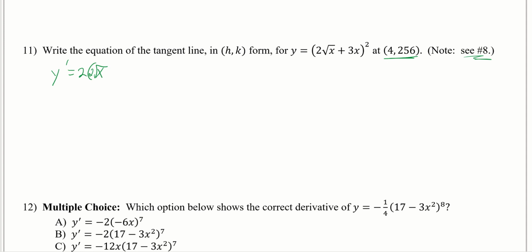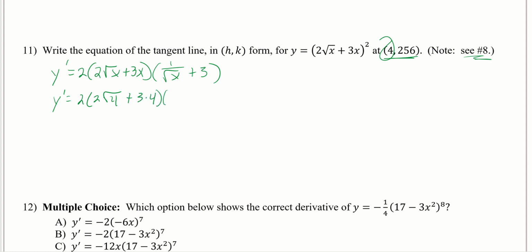Yeah, so that would be good. I'm just trying to follow the derivative here. So plus 3x to the first power, and then the derivative of the inside, so this would be x to the negative 1/2. Let's change it up to make our life a little easier: 1 over the square root of x, plus 3. Now we want to evaluate it at an x of 4. So we plug in 4 for x. So 2 square root of 4 plus 3 times 4, 1 over square root of 4 plus 3. And clean it up a little bit.